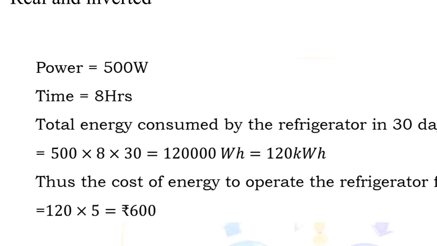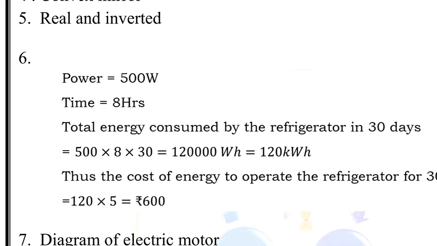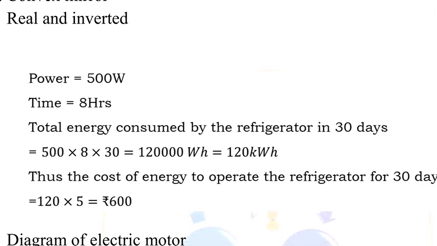Question number 6 is, an electric refrigerator rated 500 watt operates 8 hours a day. What is the cost of the energy to operate it for 30 days at rupees 5 per kilowatt hour? Here power is given as 500 watt and time is 8 hours. That means it will run up to 8 hours. So total energy consumed by the refrigerator in 30 days, we have to find out this one.